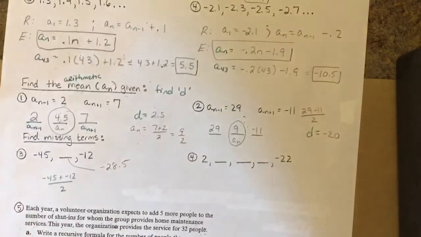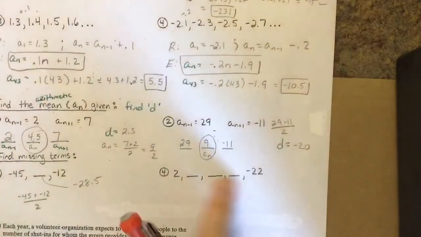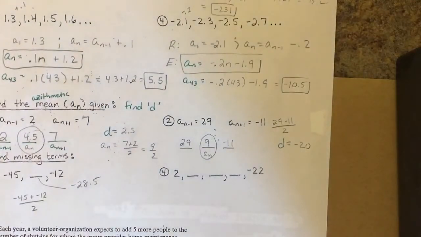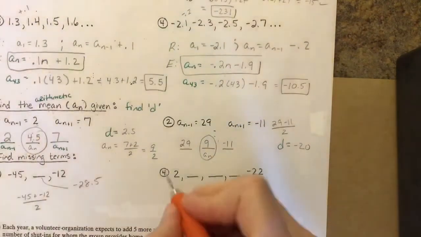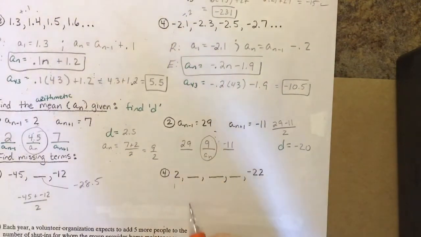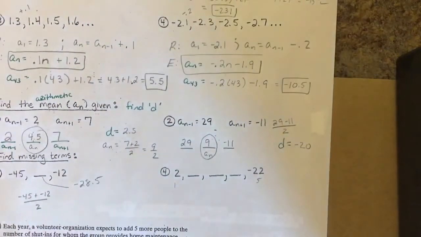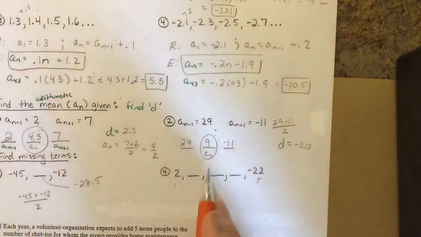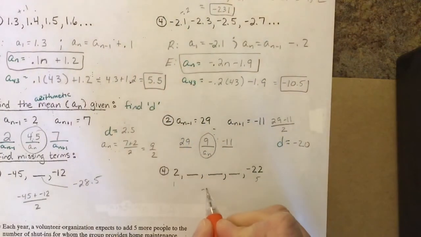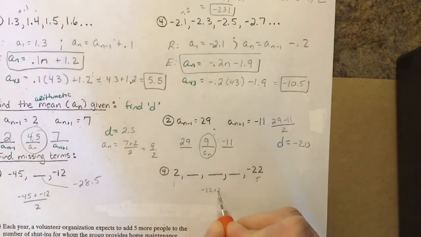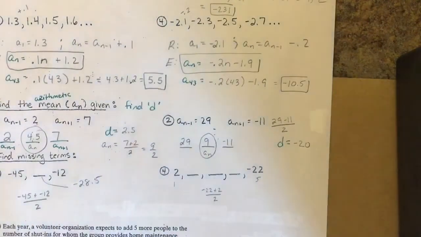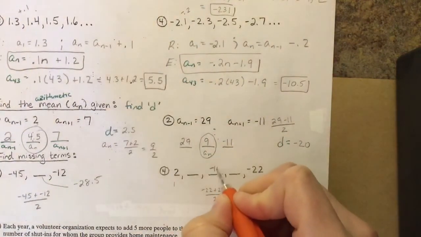Now what about this last one here? I have 3 missing terms. Which one should I get first? If this is the first term and this is the 5th term, I think we can get the middle term, which is the 3rd term. Just add these up and divide by 2. That's negative 20 divided by 2, which gives me negative 10.